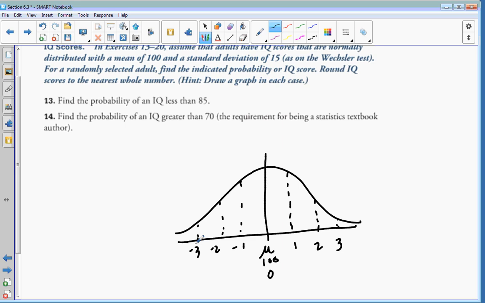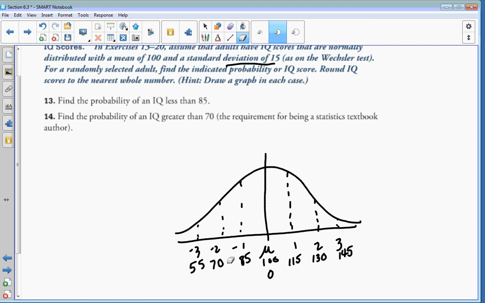And we also know that with 100 as mu and a standard deviation of 15, adding 15 each time will be the score of each standard deviation away. So a 115 IQ is one standard deviation in the positive, 130 is two standard deviations in the positive, etc. Now I also need to subtract, so I've got 85. Subtract again, I've got 70. Subtract again, I get 55.